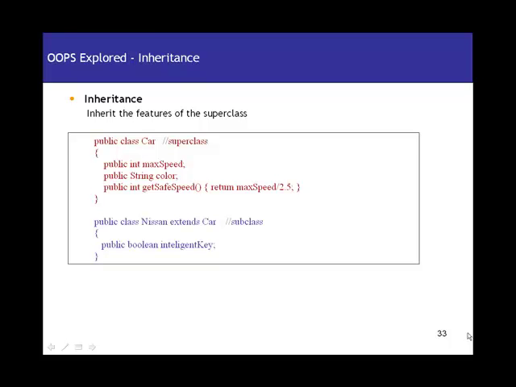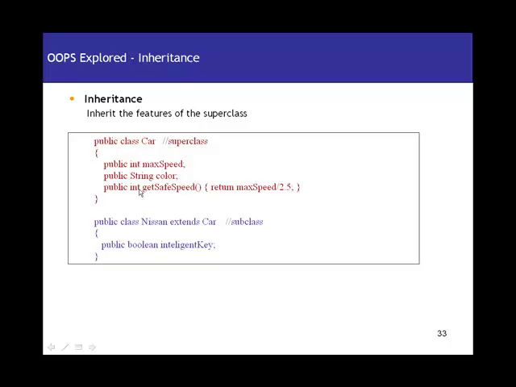Okay, inheritance. So what is inheritance? Inheritance is nothing but inheriting the features of the superclass, right? So when I say features of a superclass, what do I mean? Features are nothing but attributes and methods of the superclass. So I'm inheriting attributes and methods of a superclass. Let's take an example here. I have a class called car, and it has attributes max speed and color, and it has a method called get safe speed. Basically every car has these attributes and methods, and there are a number of other attributes and methods as well which we've not given here, right?